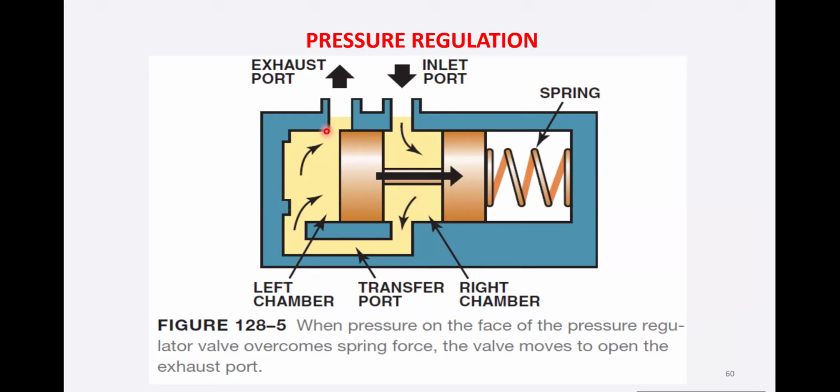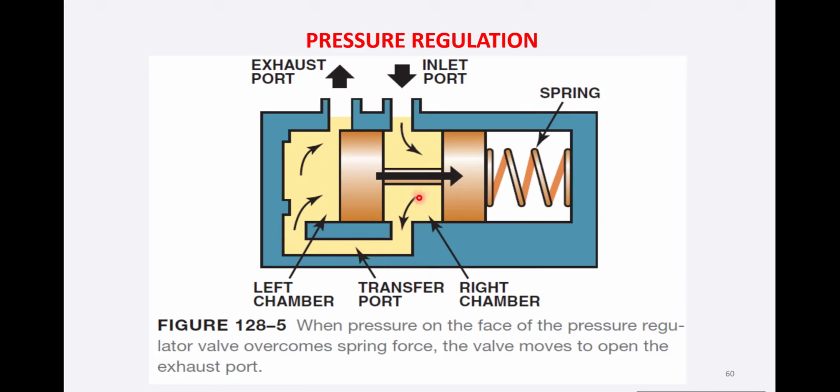This valve is closed, exhaust port is closed here. When we have enough pressure here, this will move this piston against the tension of the spring, and this will unlid the exhaust port. So the excess of the pressure which is there in your automatic transmission fluid will go out. So this is how it works.